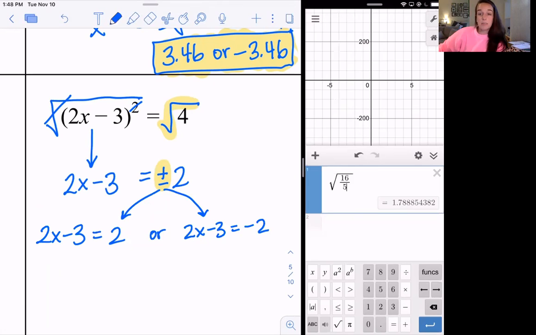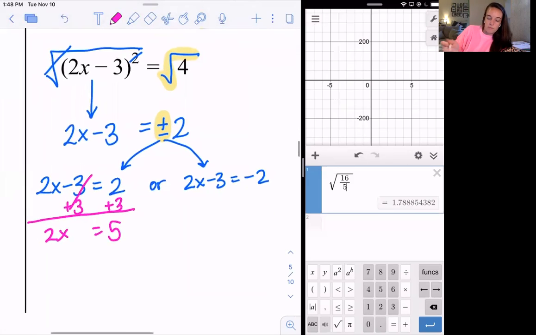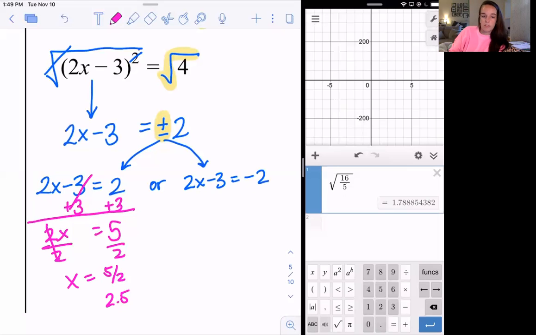All right, so I'm going to go ahead and solve each of these. I'm going to say, okay, plus 3 gives me 2x equals 5, divided by 2. I get x equals 5 halves, or you could say 2.5 if you like your decimals better.